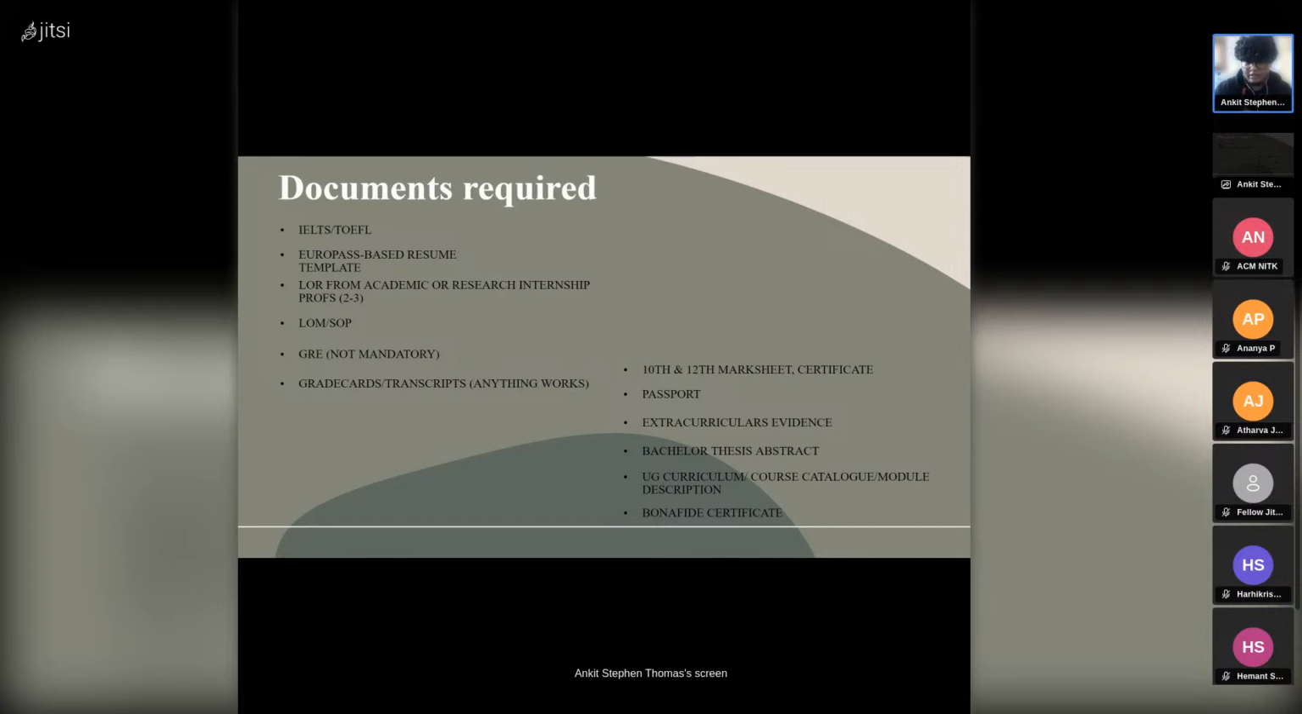Then things like your bachelor thesis abstract. In your final semester or seventh semester, depending on which department you're in, you'll have a bachelor thesis, right? A major project. You need to write a one-page or half-page abstract about what the project is about and what end result you plan to obtain. Okay, I think these are the major documents that are required.